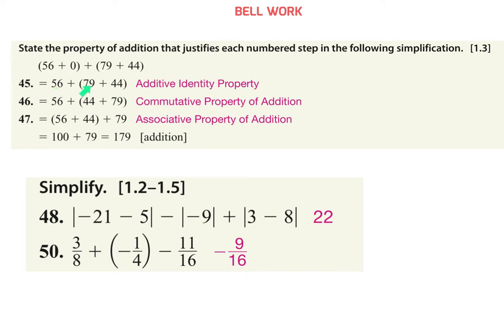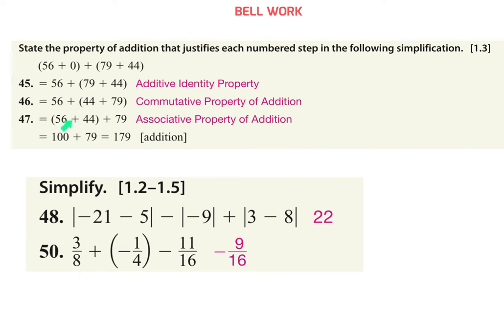Well, they just rearranged these two, right? It was 79 plus 44, and then they wrote 44 plus 79. What property says that if it's addition, I can just rearrange the order? The commutative property tells me I can rearrange the order.